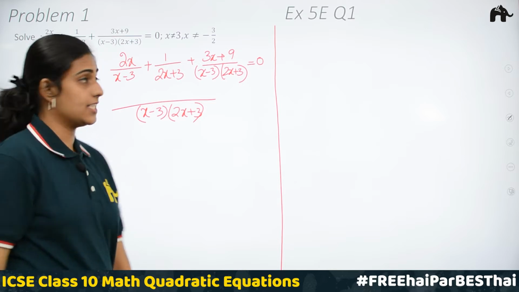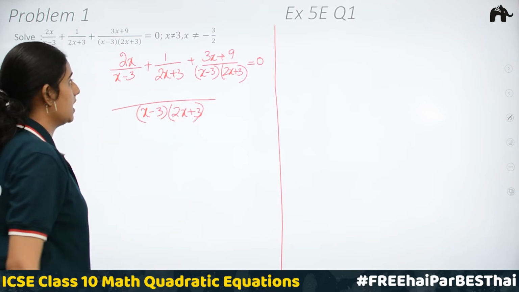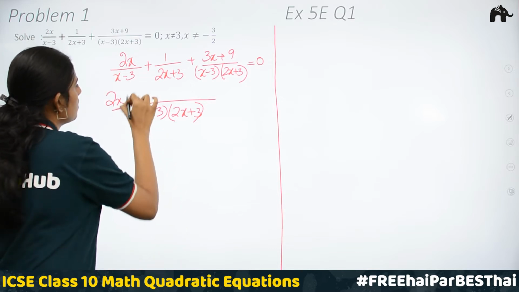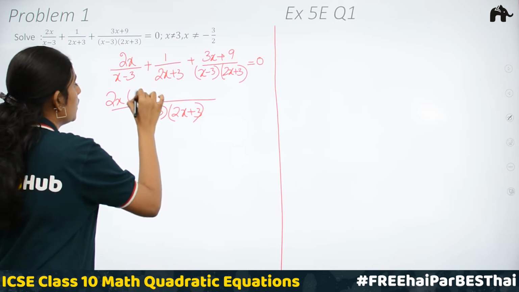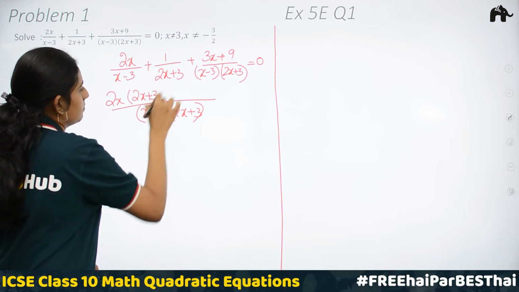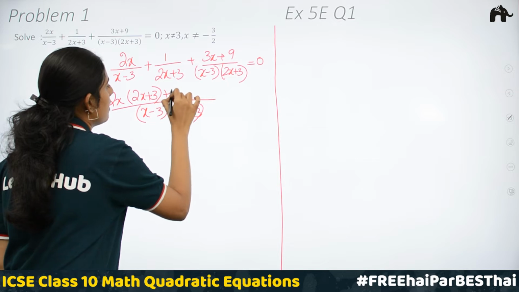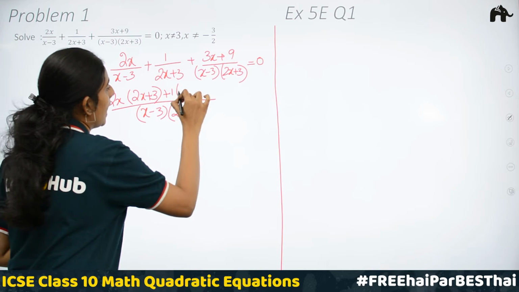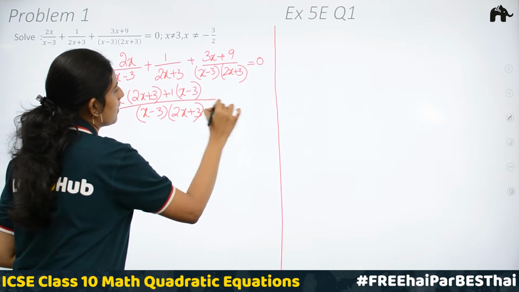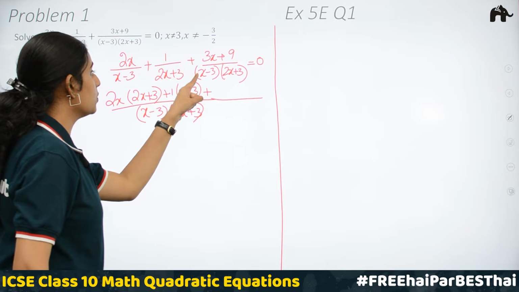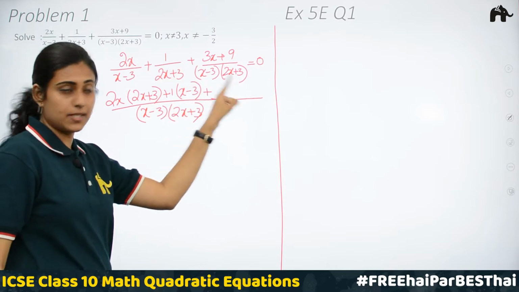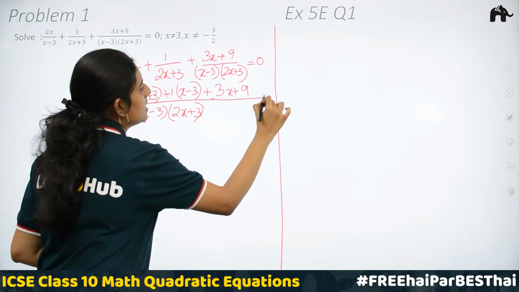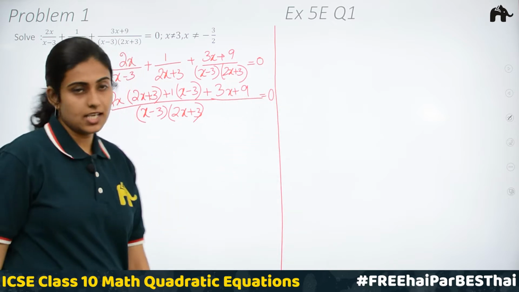What about the numerator? Here we have x minus 3. Therefore, in the numerator 2x into this one, that is 2x plus 3. Okay. Plus 1 into, here we have 2x plus 3. Therefore, x minus 3. Plus, here we have both x minus 3 and 2x plus 3. Therefore, 1 into 3x plus 9 is equal to RHS, it is 0.